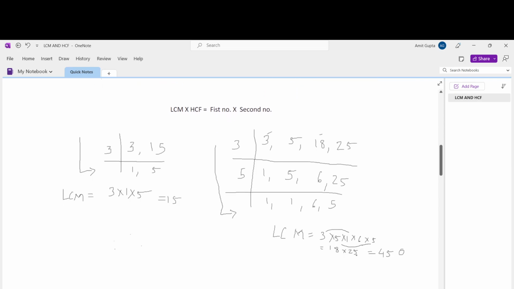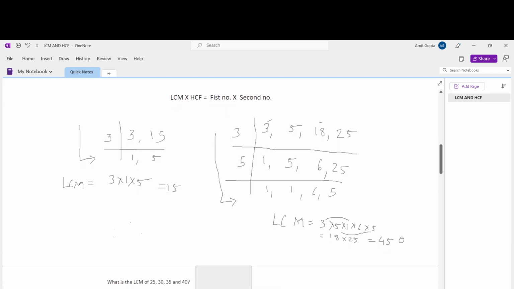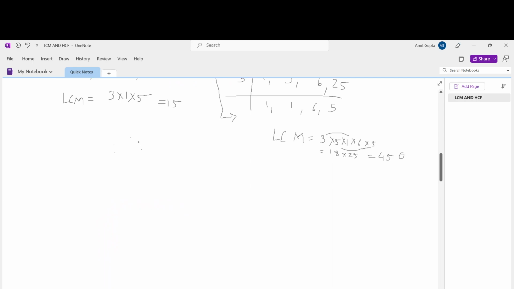Now for how to find HCF, in order to find HCF for any two given numbers, let's take 16 and 18. We do the same procedure.